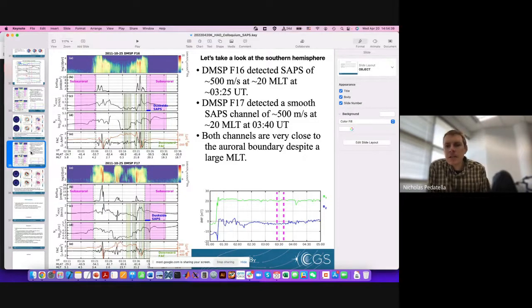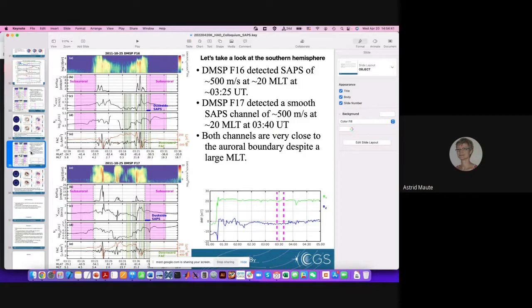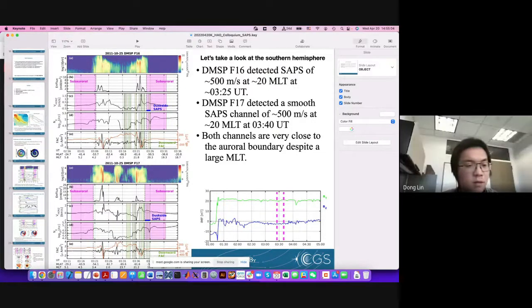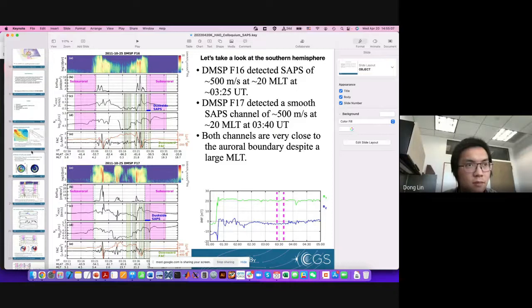Astrid, do you want to go ahead? Yeah, thanks. This is a very naive question. Are the SAPS on open field lines or closed field lines, if they're subauroral? You need RCM, so isn't this a closed field line region? So are the north and the south then conjugate? Yeah, they are on closed field lines, because it has to be in the region-2 field-aligned current. So it's on the closed field lines.